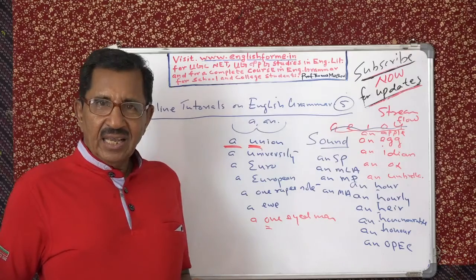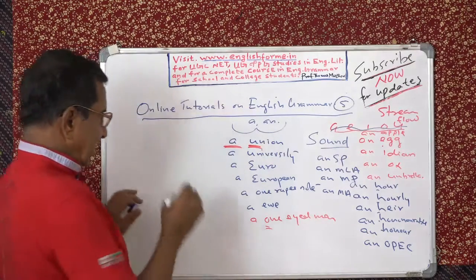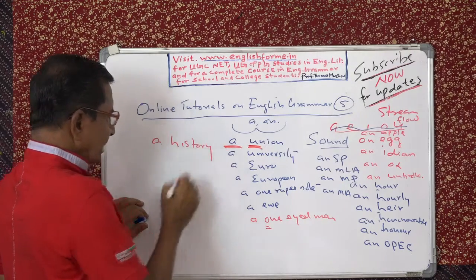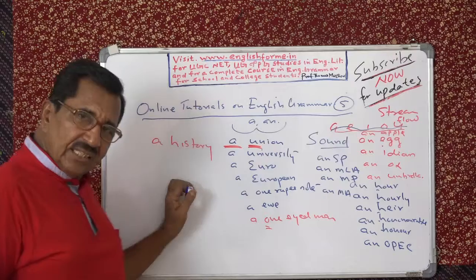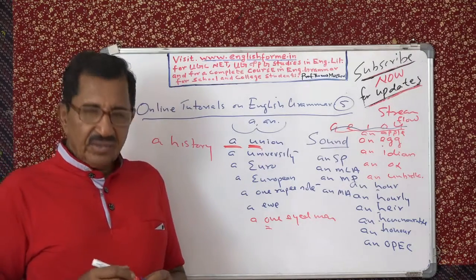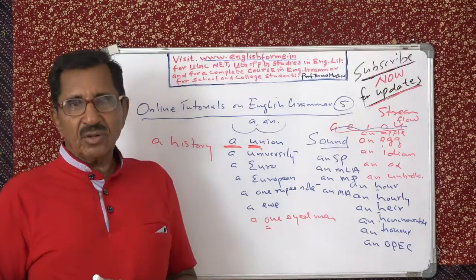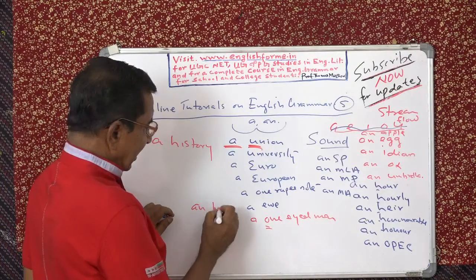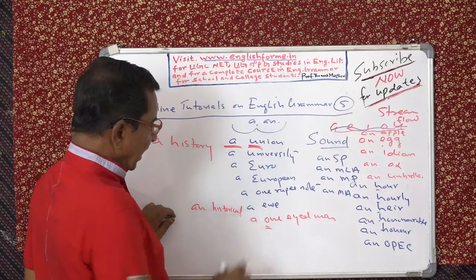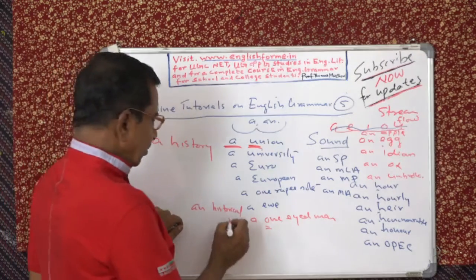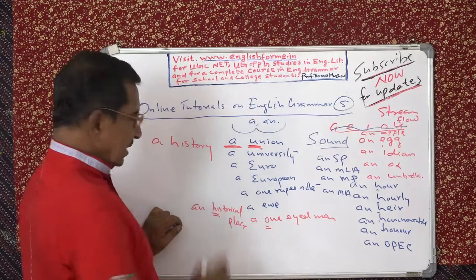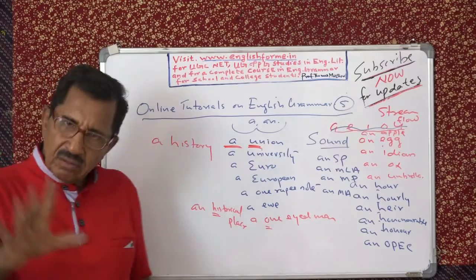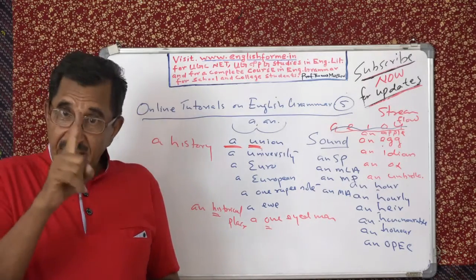Is a history. We don't say an history. Why? Because H is pronounced here. We don't say an. But some people say an historical novel. An historical place. Because H is silent. Depends. If in your pronunciation H is silent, an historical. Otherwise, a historical.